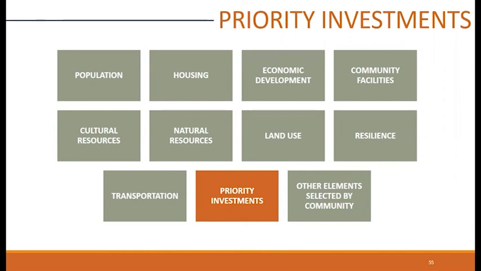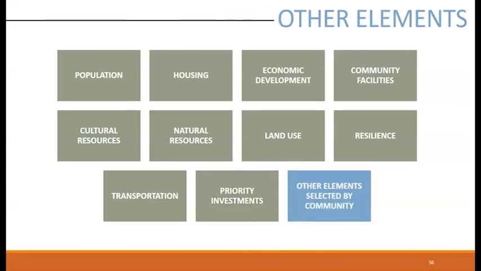What do you think the town should prioritize and invest in over the next 10 to 20 years? Think along the lines of public goods, amenities and services. What can make the town better, more inclusive, safer, et cetera? And other elements selected by the community. This essentially just allows for us to identify any other big particular item that might need to be included here.